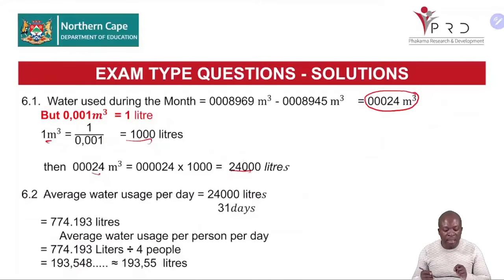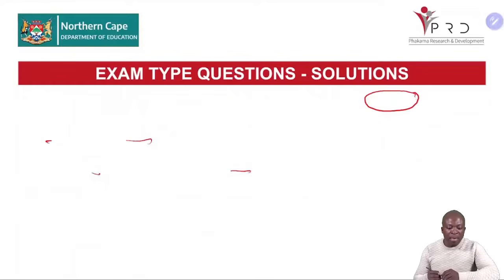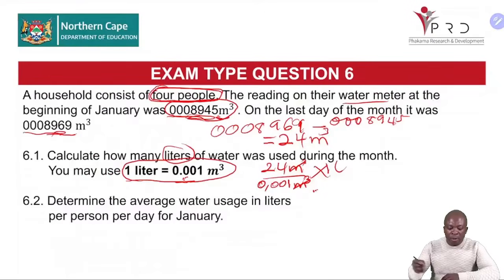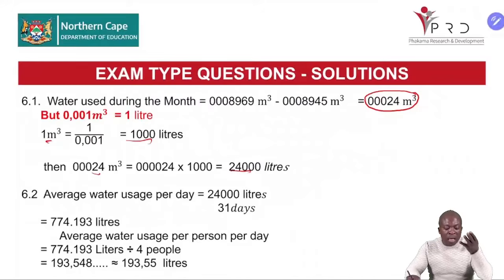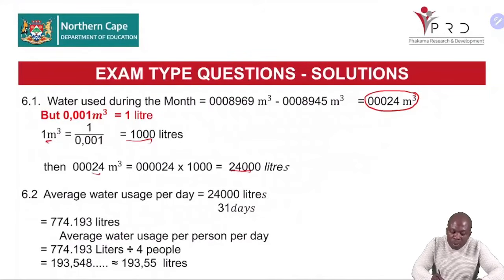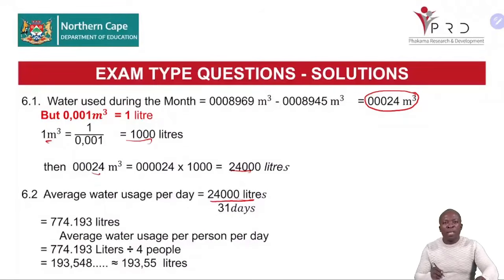Now look at 6.2. The examiner is saying, we want you to tell us how much water was used per person in that month. So we're talking about the month of January. So we know that the month of January has got 31 days. So if you have used 24,000 liters, you have 4 people. Then this is how you do it. You are going to take the 24,000, you divide it by the number of days so that we get to know how much water was used per day.